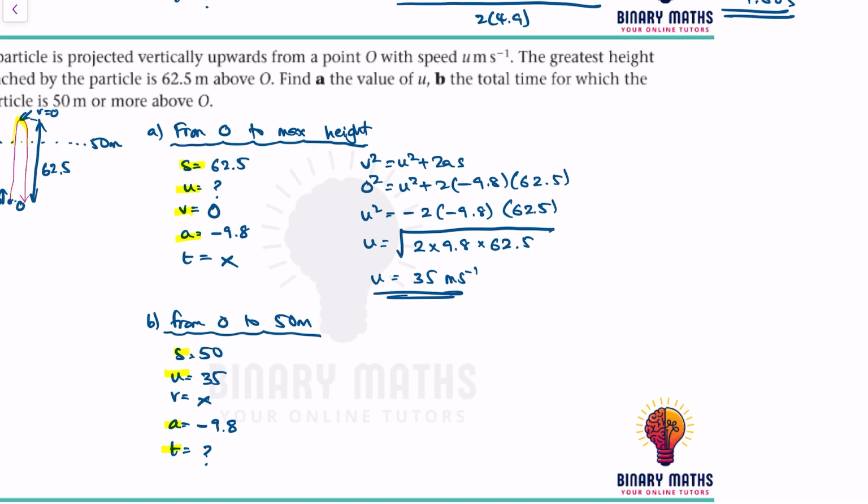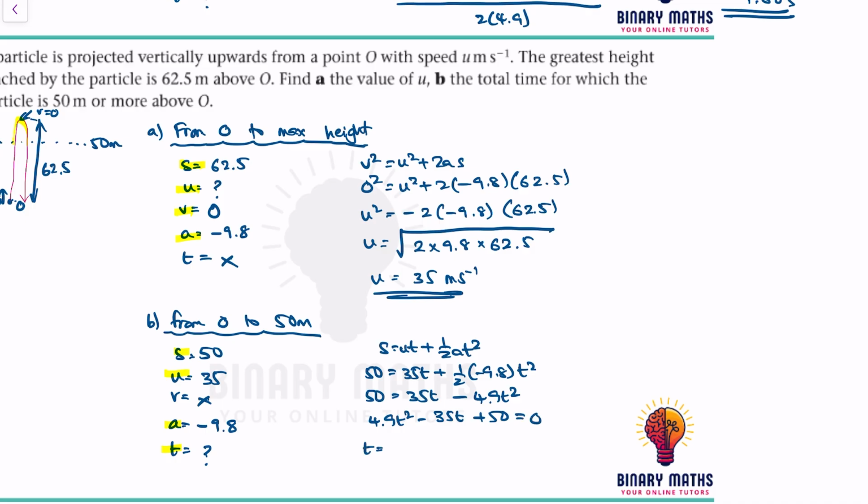So S is equal to UT plus half AT squared. 50 is equal to 35T plus half times minus 9.8 times T squared. 50 is equal to 35T minus 4.9T squared. Take everything to the left-hand side. 4.9T squared minus 35T plus 50 is equal to 0. T using the quadratic formula is 35 plus or minus the square root of 35 squared minus 4 times 4.9 times 50, all over 2 times 4.9.